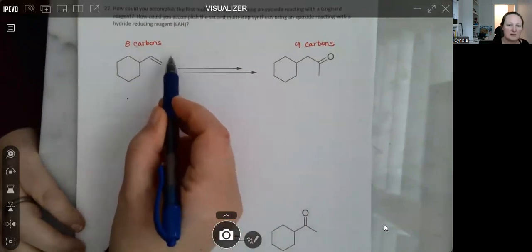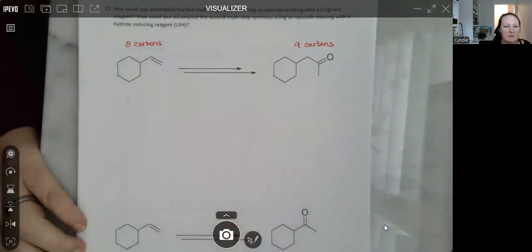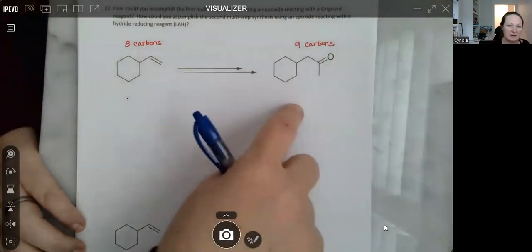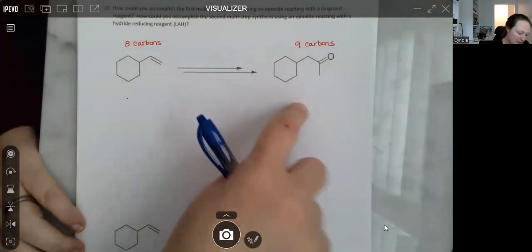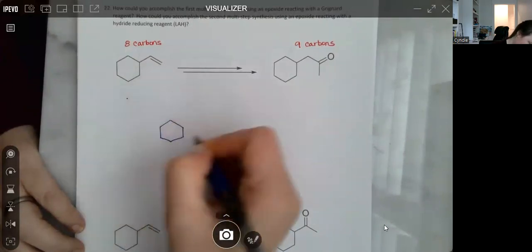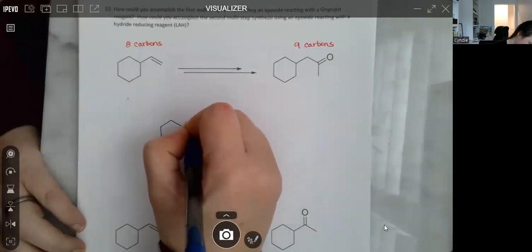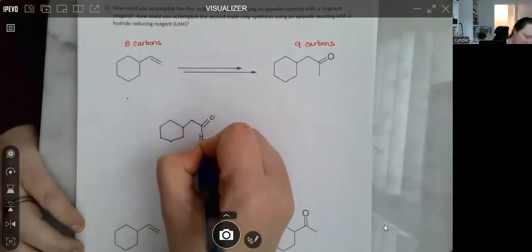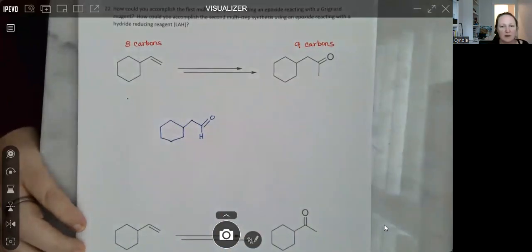There's no way to do that directly. So I'm going to have to do multiple steps. And then I'm going to do a Grignard reagent and an oxidation, right, to get to this product. So if we sort of think about that, right, okay, I'm going to draw in my key intermediates here. And a lot of synthesis is just trying different things and seeing what might work, right?